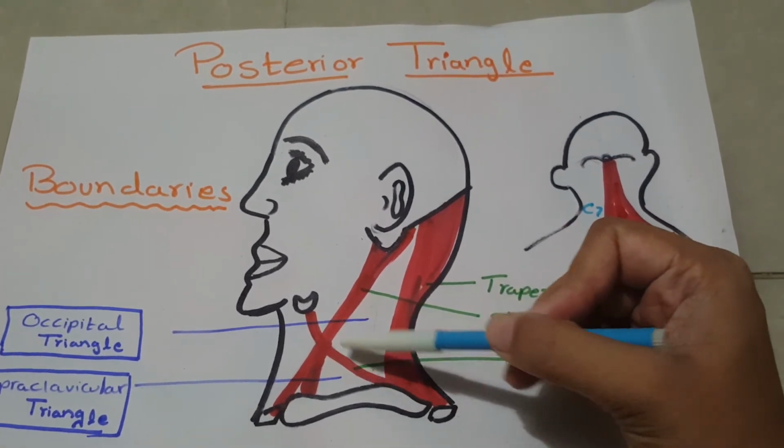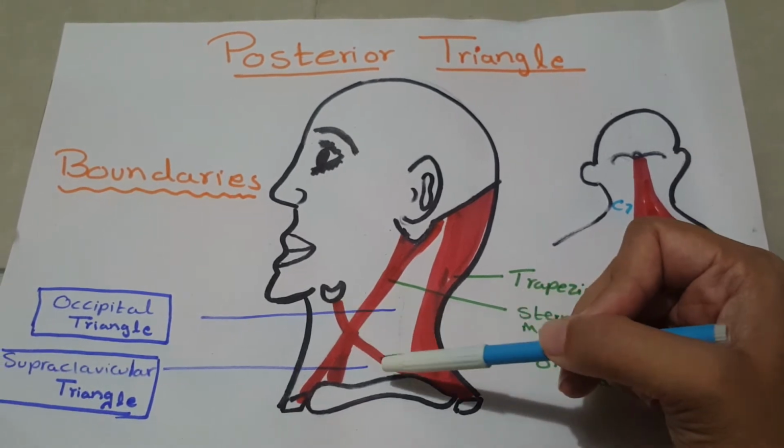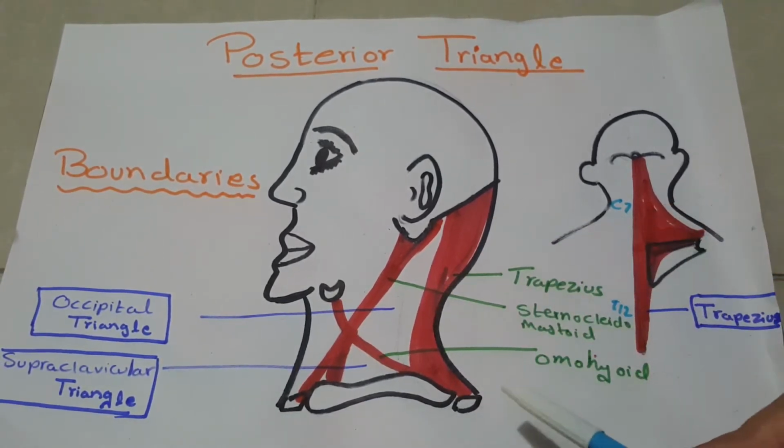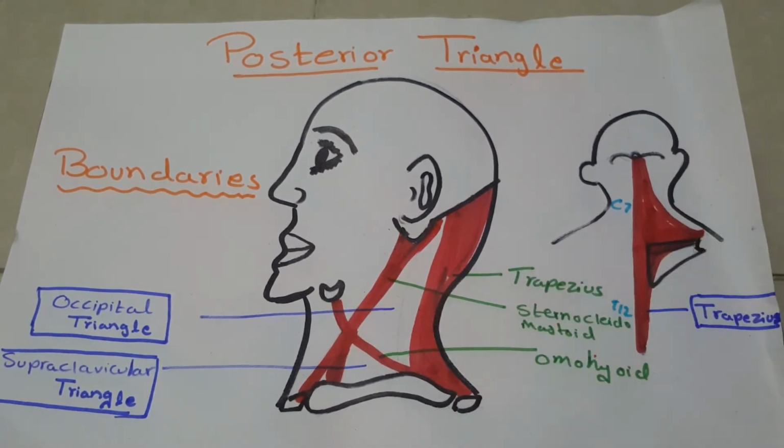This muscle is omohyoid muscle. Omohyoid muscle has two bellies, superior belly and inferior belly. Omohyoid muscle originates from the superior border of the scapula near the suprascapular notch, and this muscle is finally inserted on the hyoid bone.